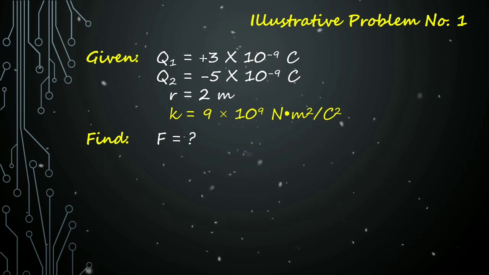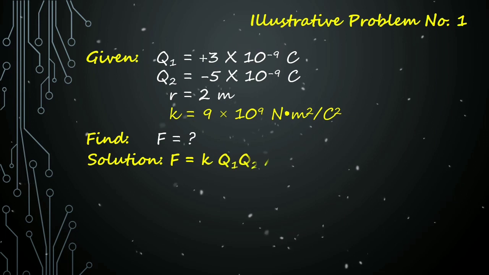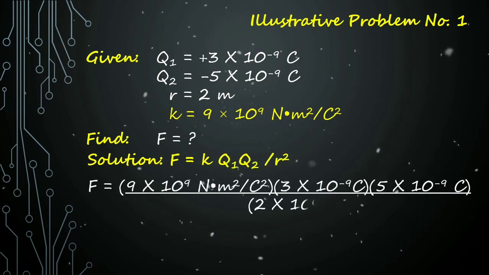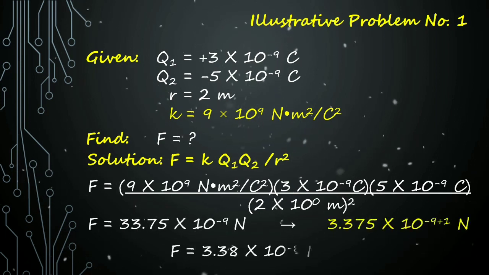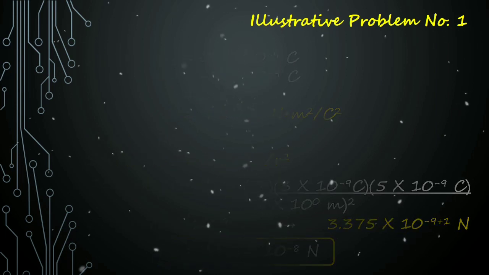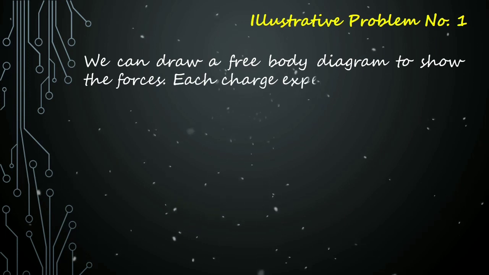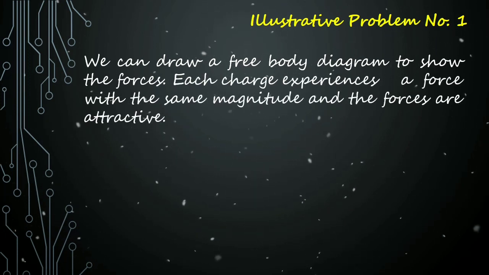The required quantity is the electrostatic force, and the solution can be done by substituting all the given values into the formula, F equals K times Q1 times Q2, all over r squared. We get F equals 3.38 × 10^-8 newton. We can draw a free body diagram to show the forces. Each charge experiences a force with the same magnitude and the forces are attractive.